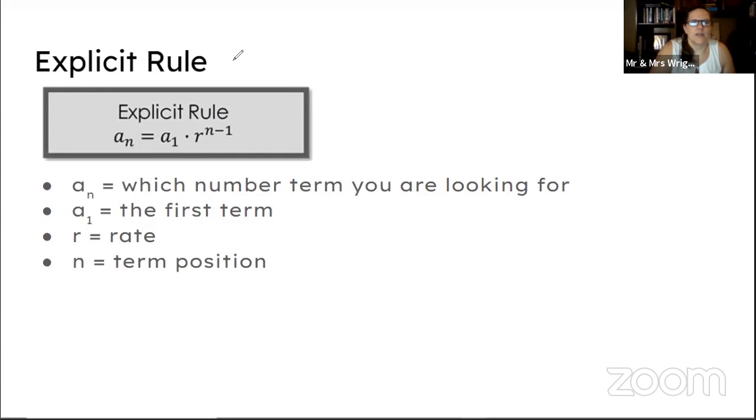We have an explicit rule: A sub n is A sub 1 times r to the power of n minus 1. Now you also need to write down what each term is. A sub n means, well, which number term are we looking for? A sub 1 means the first term. So 1 right here tells us that it's the first term. r is the rate. Remember, we already determined how to figure out what the rate is. And n is the term position. So if we're looking for the 9th term, it's A sub 9, and then it'd be 9 minus 1.